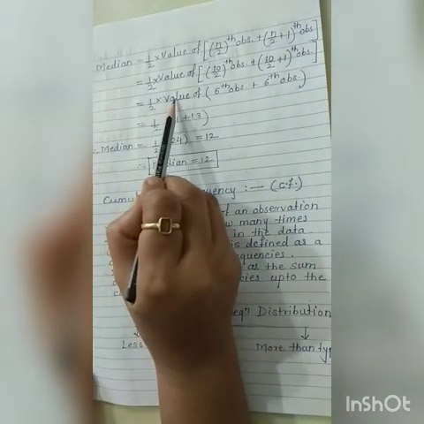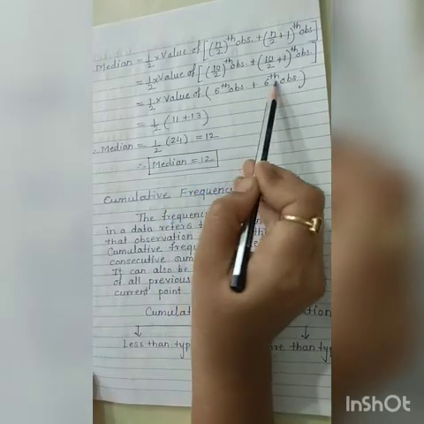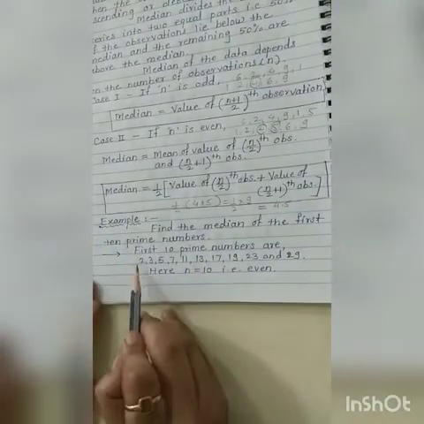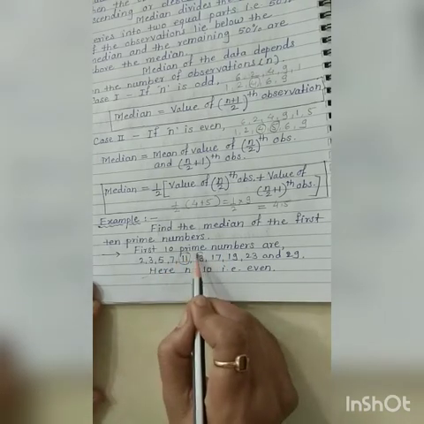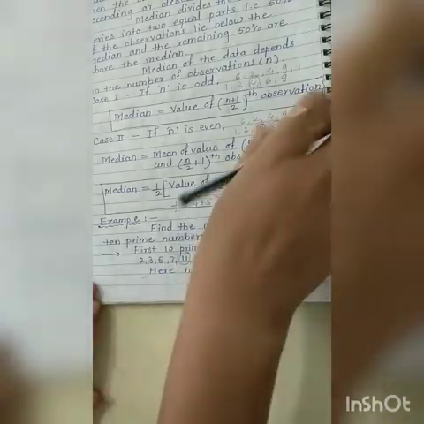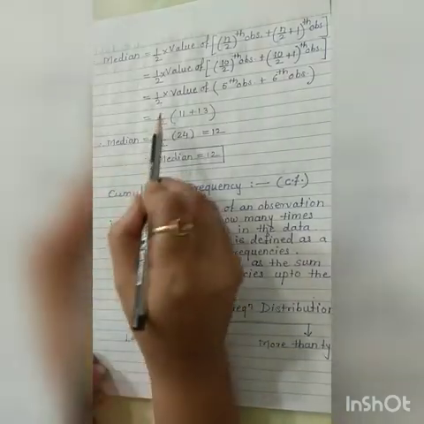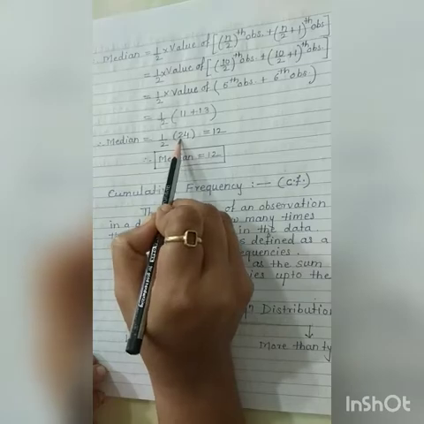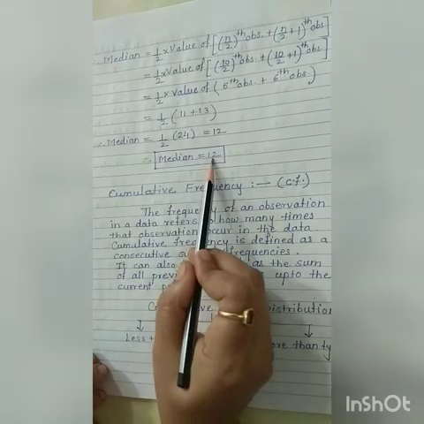So half into value of 5th observation plus 6th observation. Now here 5th and 6th observations are, see here, 1, 2, 3, 4, 5. So 5th observation is 11 and 6th observation is 13. So putting these values in the formula, we have half into bracket 11 plus 13. So half into 24, that is equal to 12. So here the median of the given data is 12.